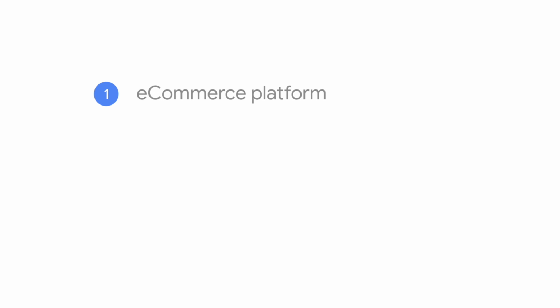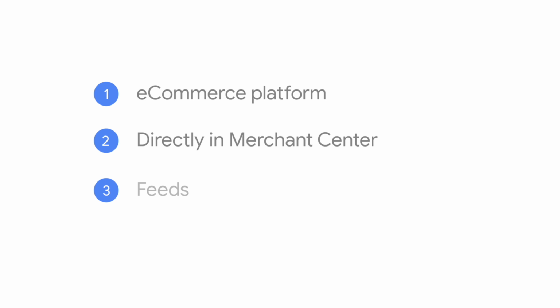First, you can import your product information from a supported e-commerce platform. Contact your platform directly to learn how to sync your inventory with Merchant Center. Second, you can add your products directly in Merchant Center. Third, you can upload your product information in a feed format. Lastly, you may submit your products through the Google Content API. Unless you're comfortable using the API, we would recommend the first three options.